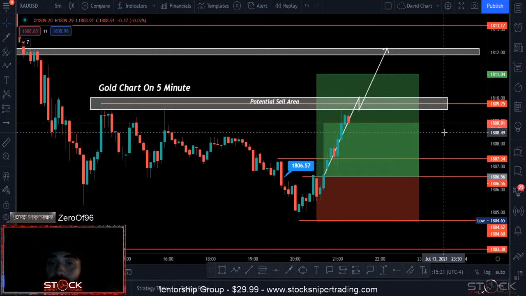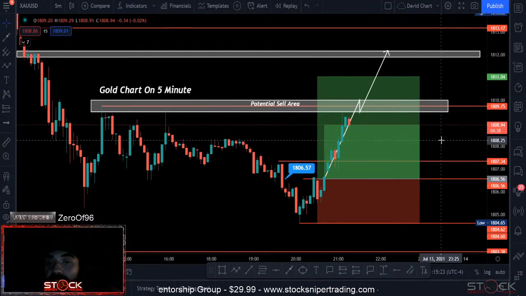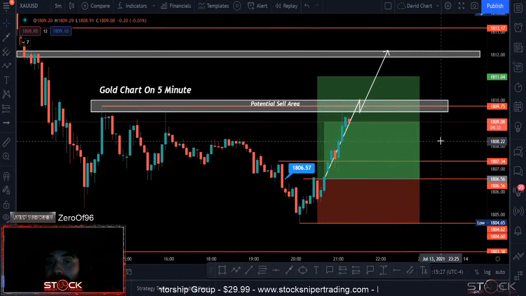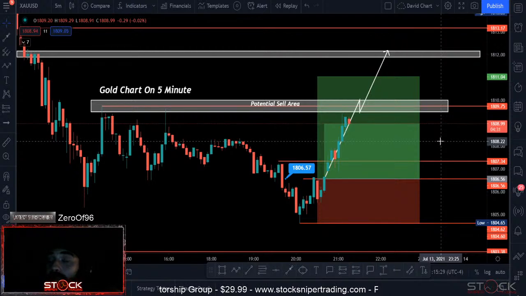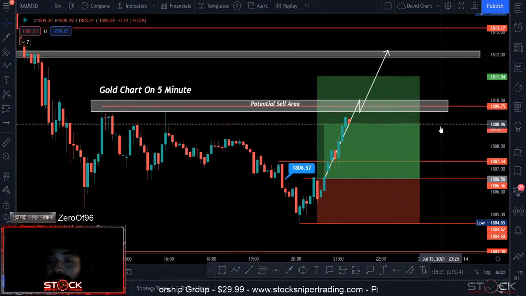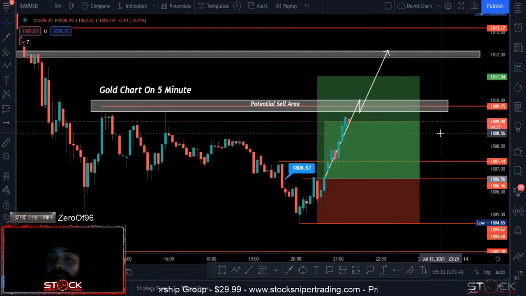When we're trading like this, you should always have a set of basic rules. One is never buy at the high, always use your stop loss, and make sure you're not over leveraging. Those are three key rules for you guys.